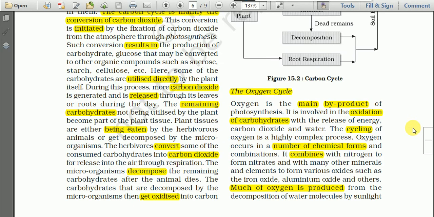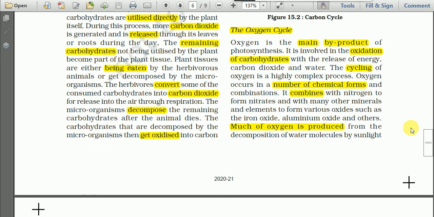Clear, sir. Okay, remember it is related with this photosynthesis process. As given here, oxygen is the main byproduct of photosynthesis.